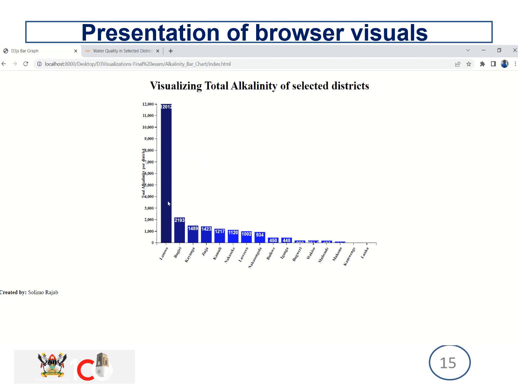It has the highest, 12,012 total alkalinity, followed by Bujiri as it moves up to Mukono. Now with Kamwenge and Luka, this district had no such total alkalinity within. That's why the chart here has left it blank.